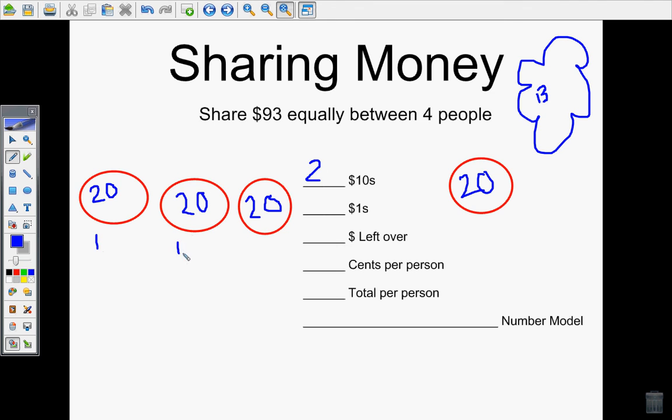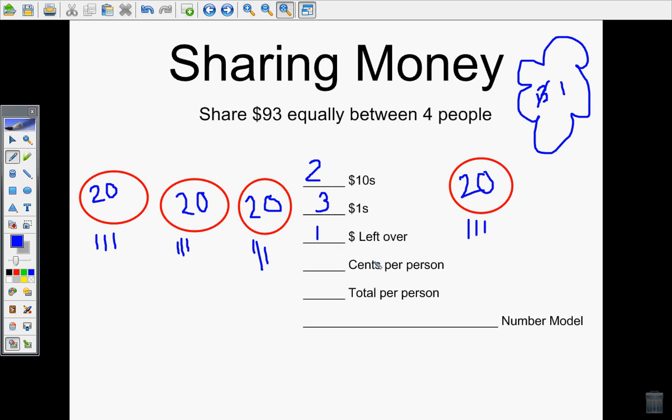1, 2, 3, 4, 5, 6, 7, 8, 9, 10, 11, 12. Ooh, we're getting really close. Do you think we can go again? Probably not, because if we did 13, 14, 15, 16, that'd be more than our $13. So each person got 3 ones, and all together that used up 3, 6, 9, 12 of those $13. If I used up 12, I only have $1 left over, and I can record that here as well.